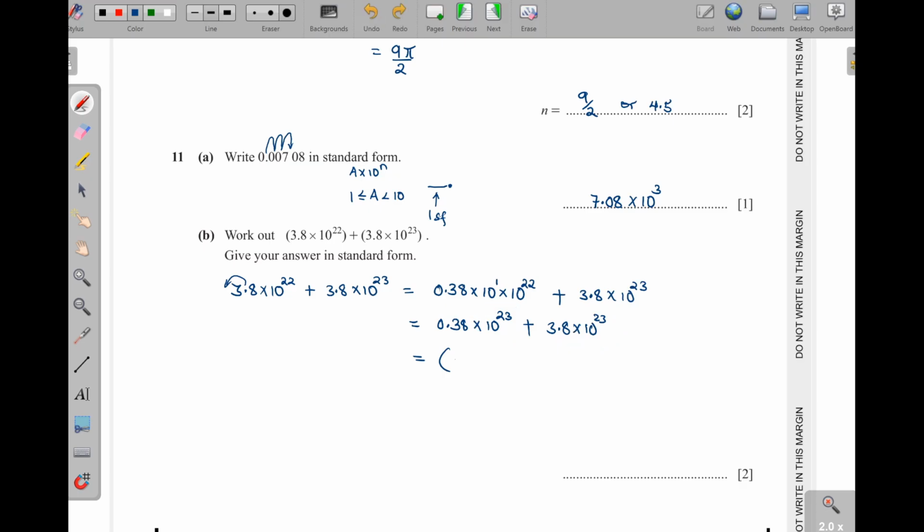Okay, so here I have 0.38, then plus 3.8 here, then times 10 to power 23. Now 3.8, then add 0.38. I'll put a 0 here, then this will be 8. 8 plus 3, you get 11, put 1 here, take 1 here. So that will be 4.18, then times 10 to power 23, and that becomes our answer.